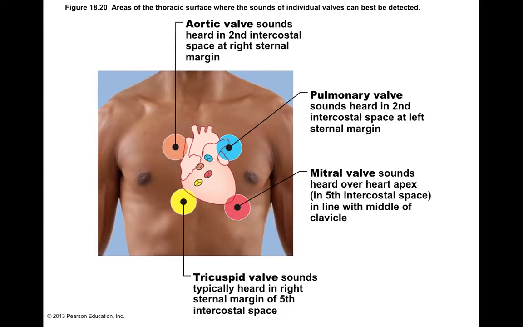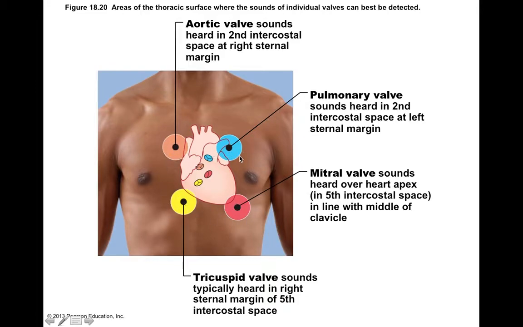Now, if you go down to the 5th intercostal space, down here, what you'll hear then are the atrioventricular valves. So on the right side, you're going to hear the tricuspid valve, which is the right AV valve. And on the left side, you're going to hear the mitral valve, which is the left AV valve. So that kind of makes sense. So you can actually auscultate or isolate the sounds of all 4 valves.